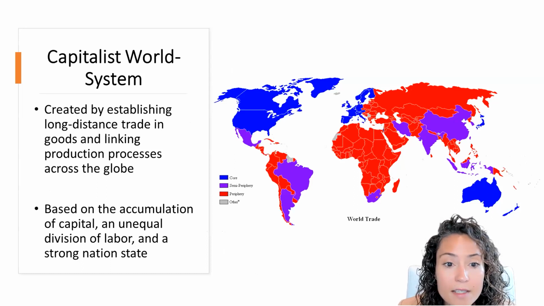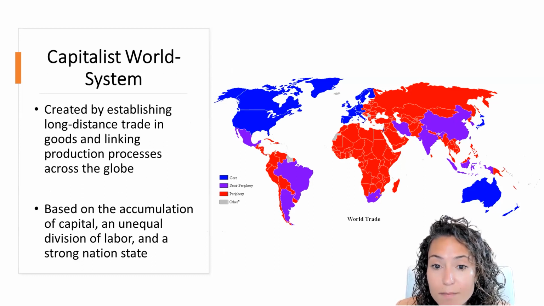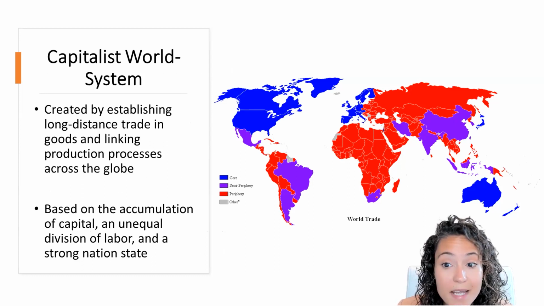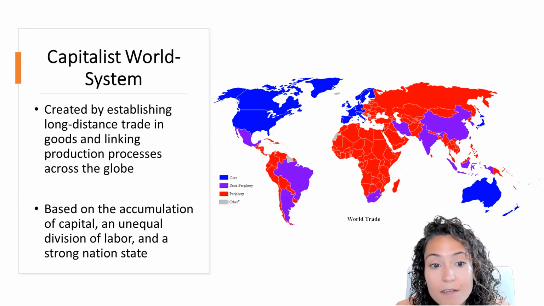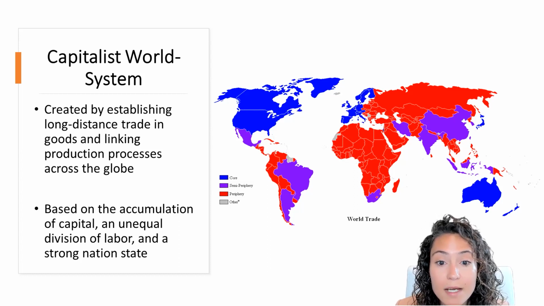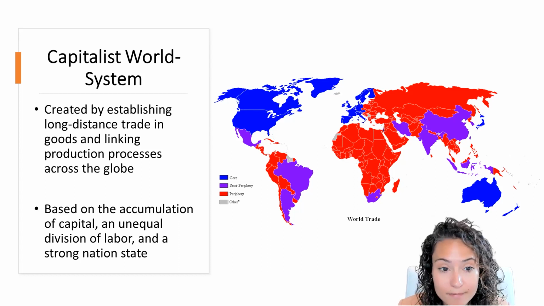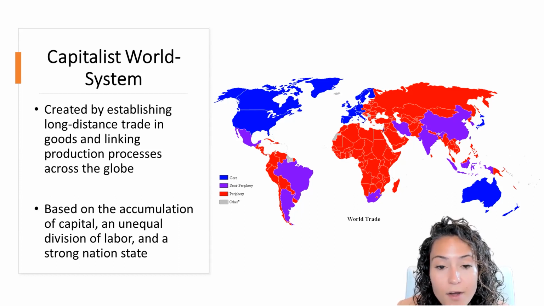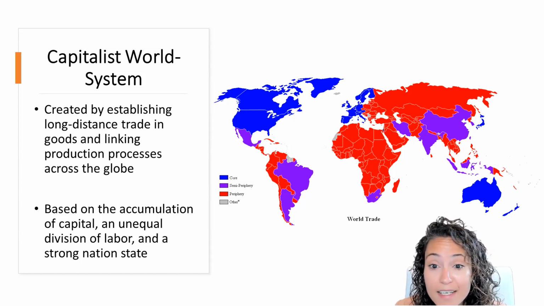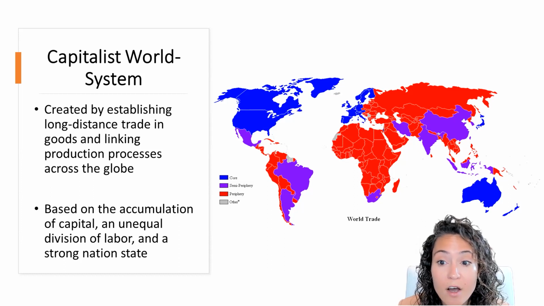Wallerstein argues that the capitalist world system began in Europe in about 1500, and under the spur of the accumulation of capital, expanded over the next few centuries to cover the entire globe. In the process of this expansion, the capitalist world system absorbed small mini-systems, as well as world empires. The capitalist world economy was created by establishing long-distance trade in goods and linking production processes worldwide, all of which allowed for the significant accumulation of capital in Europe.